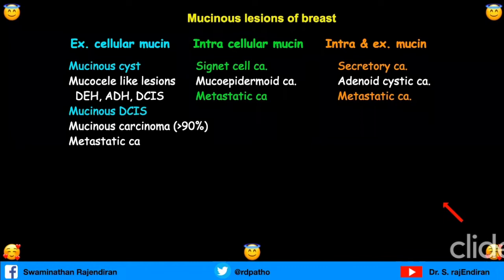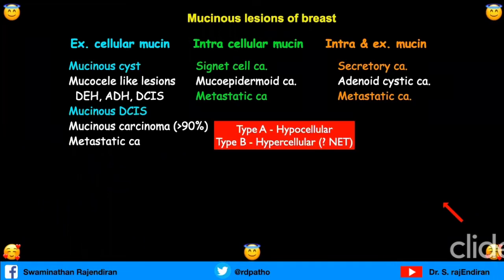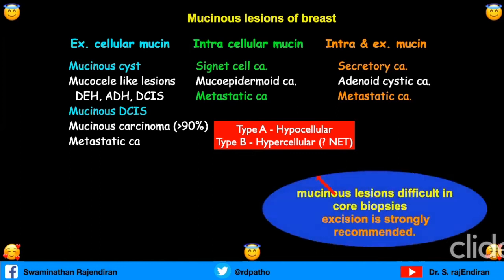I want all of you to take a snap of it, because this is a nice classification of the mucinous lesions of the breast. In mucinous carcinoma, there are two types. Type A is hypocellular, pools of mucin with floating cells, whereas type B is hypercellular. Why do you have to know that? Type B is usually positive for neuroendocrine markers, so they think it is going into neuroendocrine differentiation.